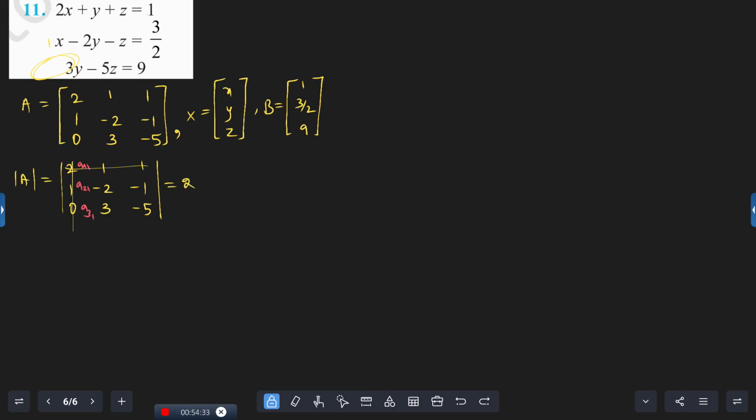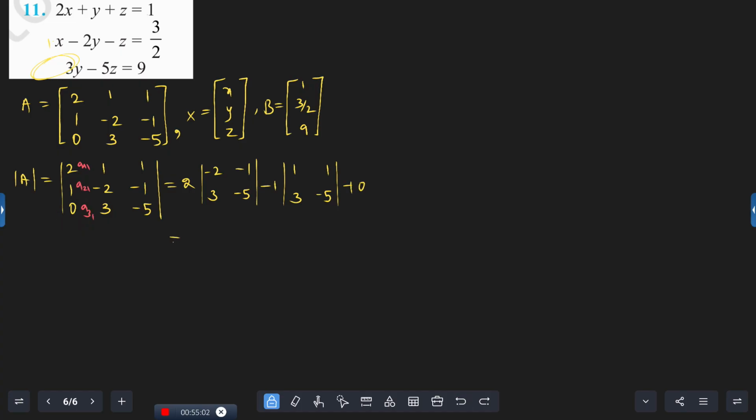So for 2, if we strike out its row and column, what do we have? Minus 2 minus 1... no, minus 2 3, minus 1 minus 5. And second, 2 plus 1 is 3, so the sign is minus. If we strike out its row and column, we have 1 0, 3 minus 5. And the third element is 0, so whatever you multiply, it will be 0.